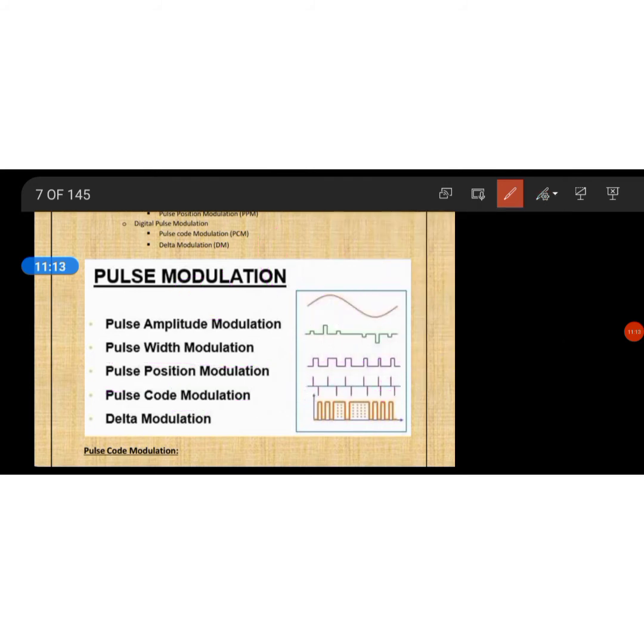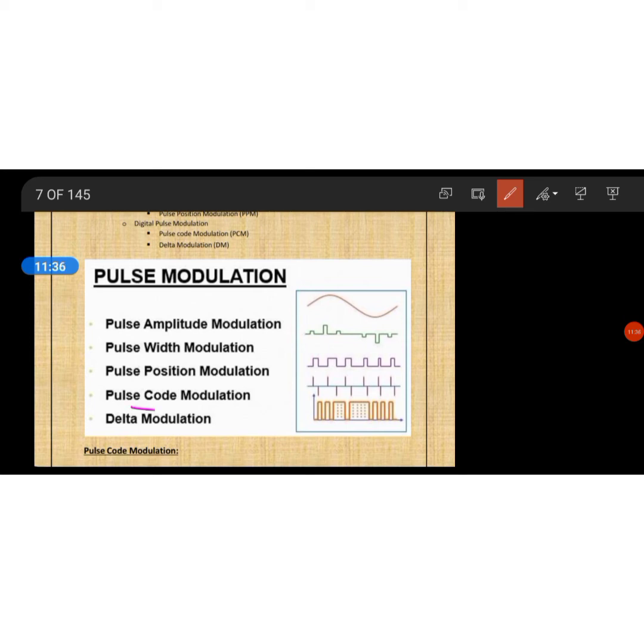Pulse position modulation: the carrier pulse is shifted towards the right when the amplitude of the message signal is increasing. If the message signal amplitude is decreasing, the carrier position will be shifted towards the left. So this is called pulse position modulation.